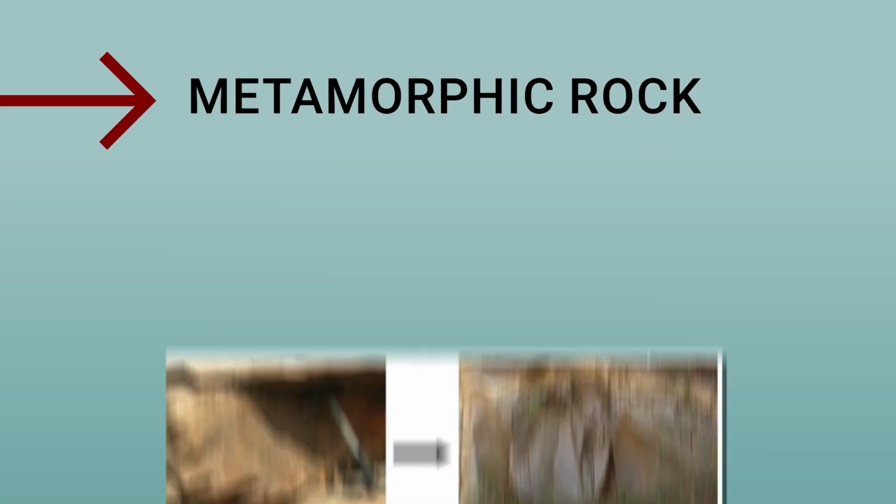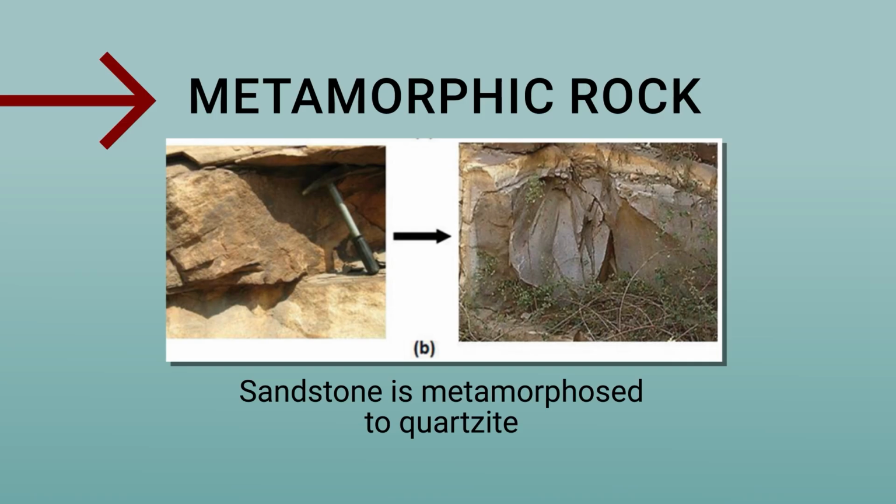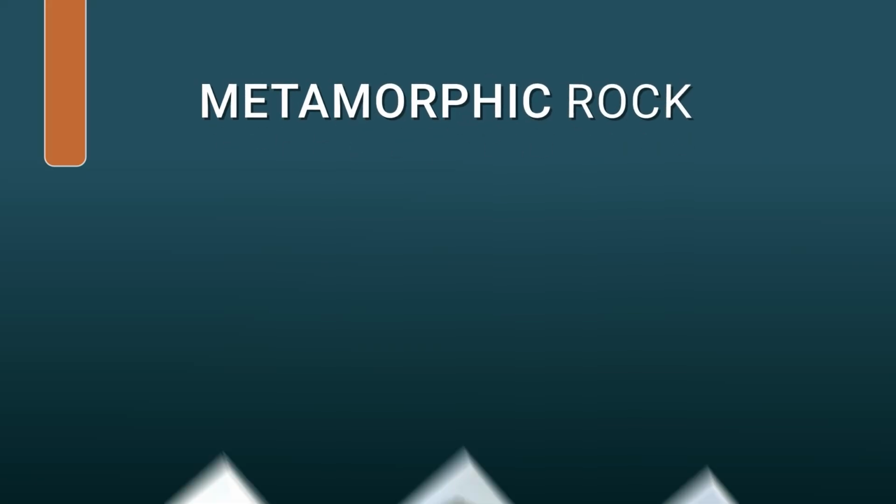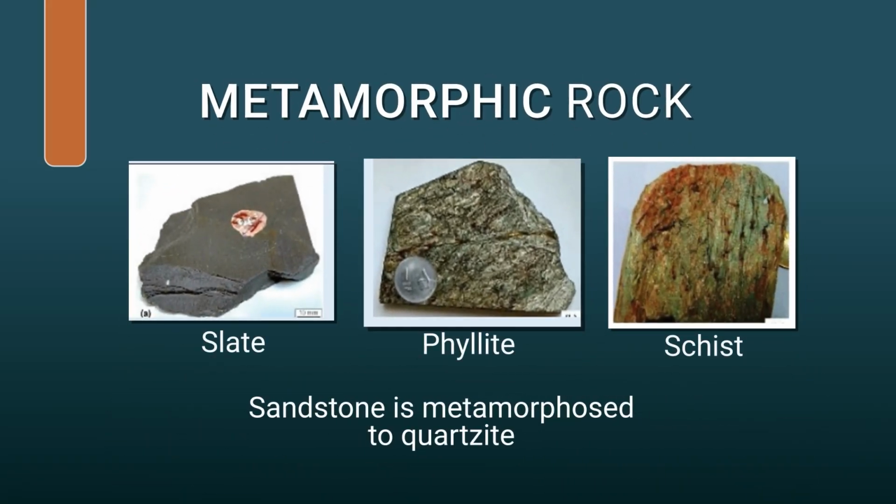Now, sandstone can again be metamorphosed to quartzite. The composition is the same, but the arrangement of grains is different. Now, there are three examples of metamorphic rock. One is slate, which is plain, second is phyllite, you can see, and third is schist. These are the three different kinds of rocks in the metamorphic rock.